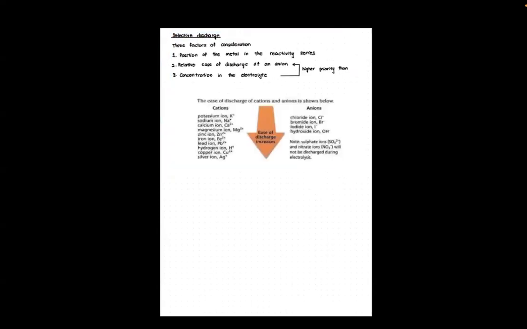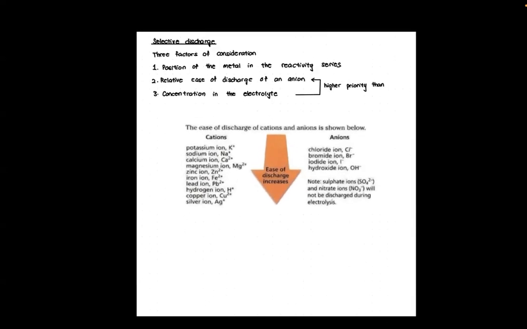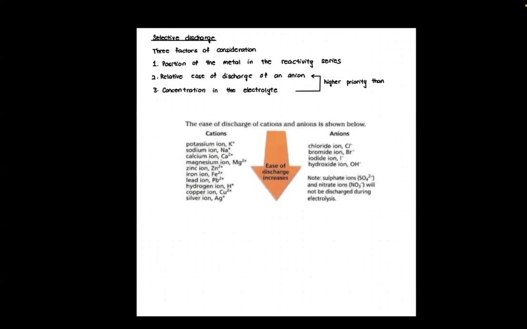Then selective discharge. I think I discussed this before. Selective discharge is when we are talking about what's going to be discharged in preference to the other ion. So we have these three factors of consideration.